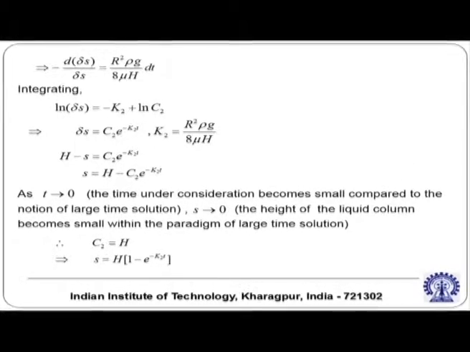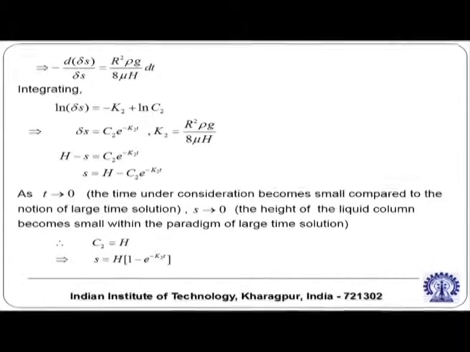As time tends to 0, S tends to 0. But time tends to 0 has to be analyzed very carefully. In the short time limit, time tends to 0 is different from what time tends to 0 means in the large time limit. In the long time limit, time tends to 0 means the time under consideration becomes small as compared to the notion of large time solution.